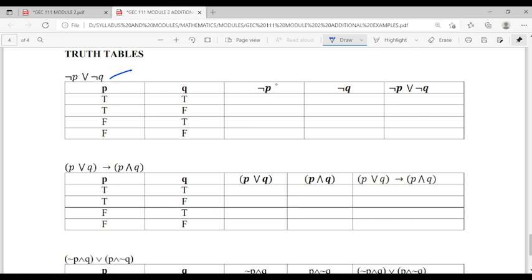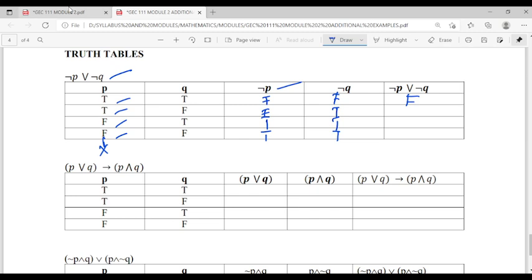But this time, we're going to solve first the not P. So, ano ba yung not ng ating T, T, F, F? Yung kanilang kabaliktaran, we have F, F, T, T. Dito tayo tumingin. Okay. Not Q, we have F, T, F, T. So we have to solve the disjunction of the not P and not Q. F, F, ibig sabihin the disjunction is F.